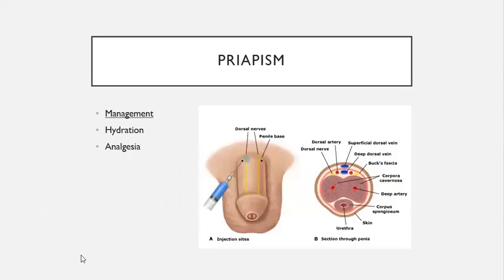Now, in terms of the management, hydration, as well as adequate analgesia. Systemic analgesia might not be helpful, so a penile block may be performed using anatomical landmarks or maybe ultrasound guided. Remember, when using lignocaine, it will be lignocaine without adrenaline.